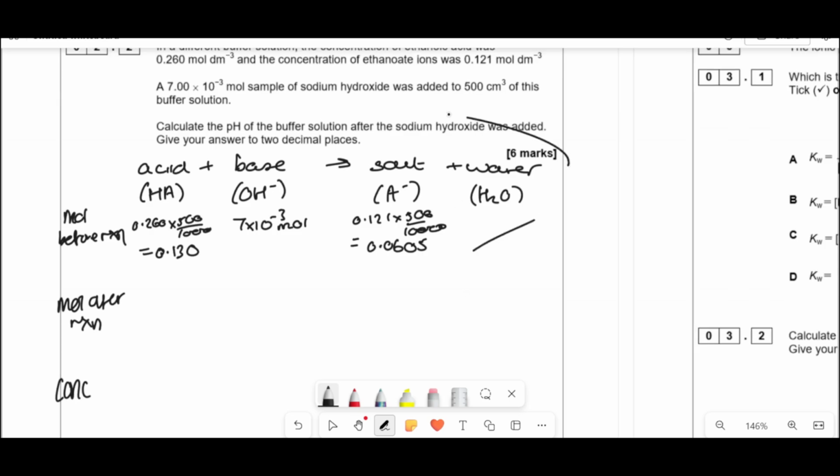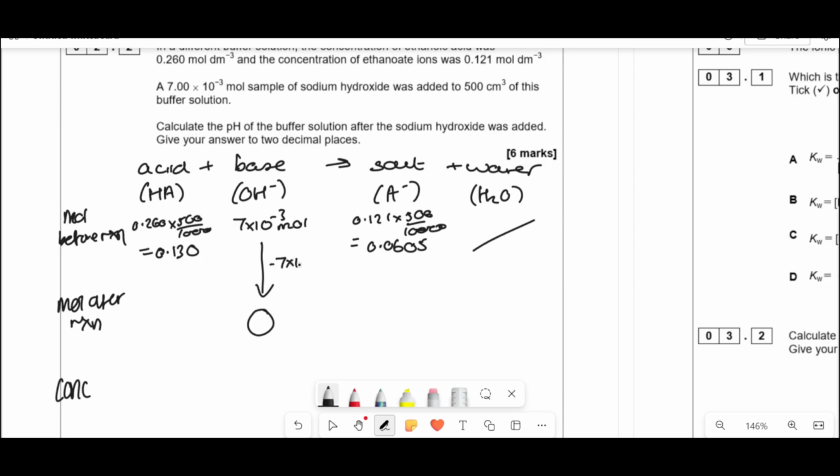Now, we need to think about what's going to happen to this as we've added the base. Think about it with some common sense. Your equation says acid plus a base makes a salt and water. If you've just added base here, this base is going to react with that acid, and they're both going to decrease in number. So this is a lot smaller than this. So what happens is, after the reaction, you end up with none of this left because all of it's reacted with this. So you get that, 0.